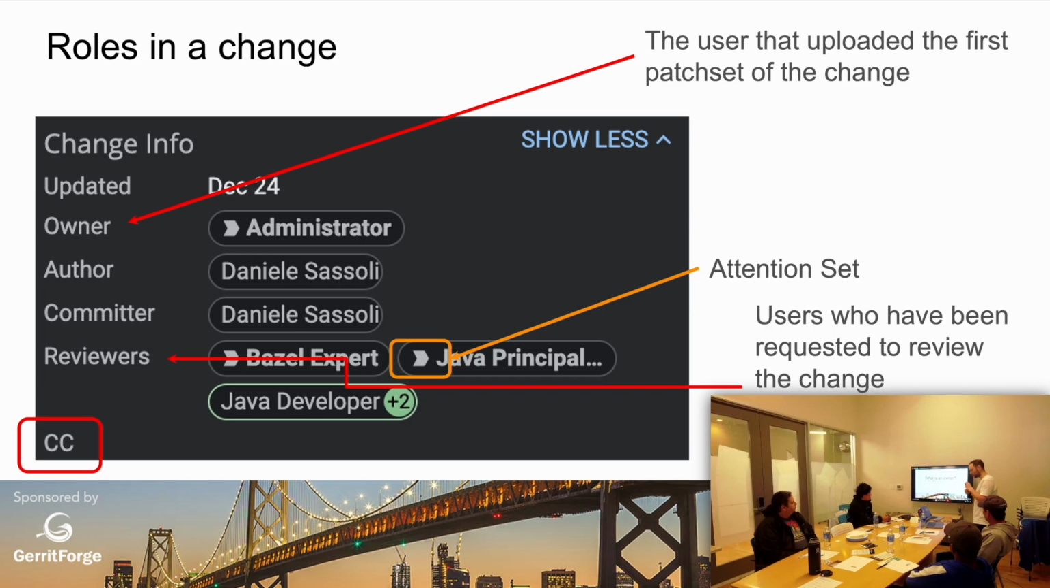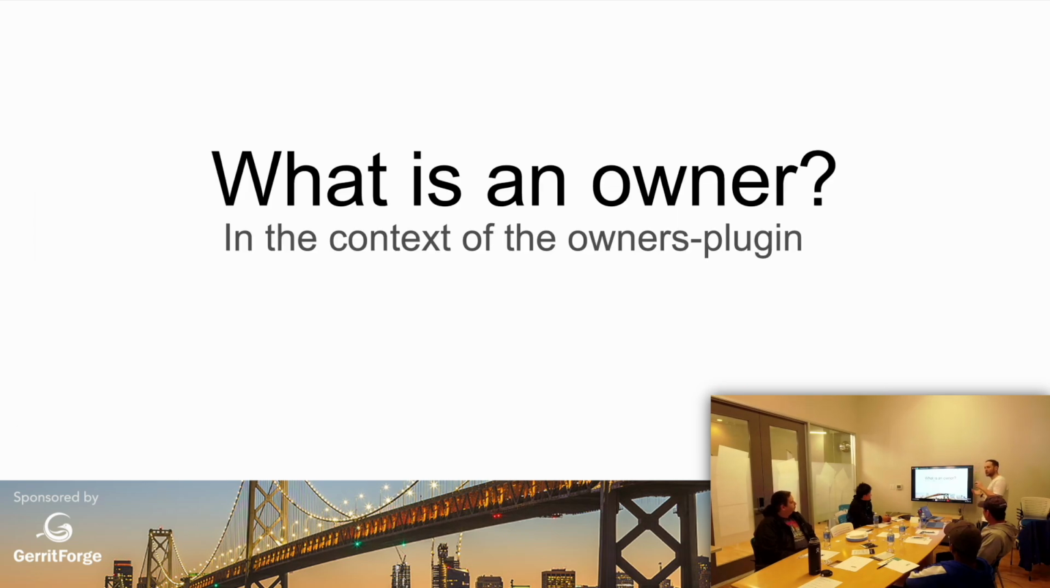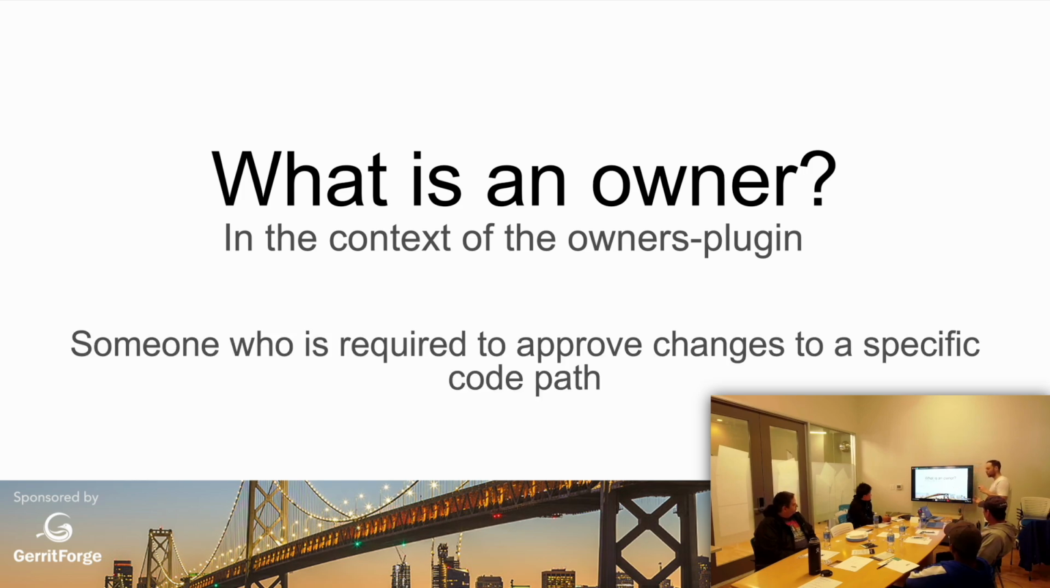So going back to the initial question, what is an owner in the context of the owners plugin or code owners? It's essentially someone who has been required to approve changes to a specific code path. Okay, so we'll see in a second how they're defined and everything, but this is the generic definition.